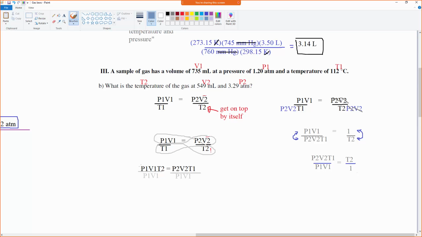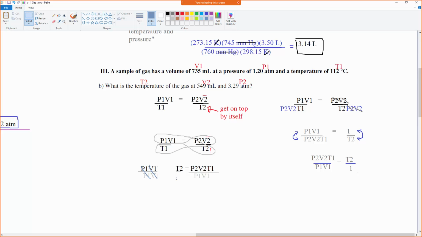Okay, and then your P1V1s cancel here, and now you have T2 all by itself. So you see that T2 is equal to P2V2T1 over P1V1. So you get the same answer, right? So whichever method you like, there's the cross multiply or there's the move it over and then flip it. And then of course there's the just do everything individually. So you could move the T2 over and then move the P1V1T1 over. That's a little bit more time consuming, but whichever one you like works.